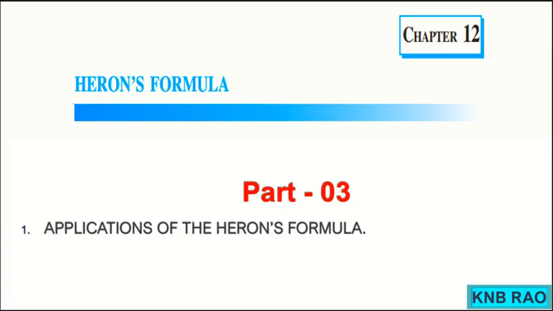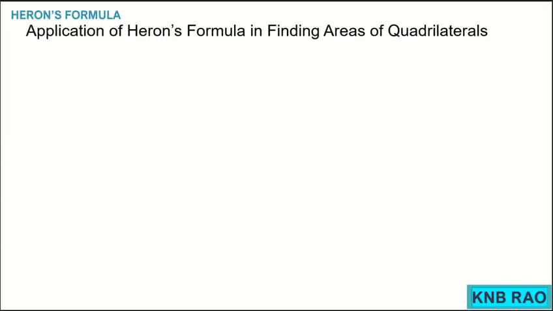Students, this is part 3 of the chapter Heron's formula. In this part 3, we will go for learning applications of the Heron's formula. Coming to the application of Heron's formula, it is generally used in finding the areas of quadrilaterals.